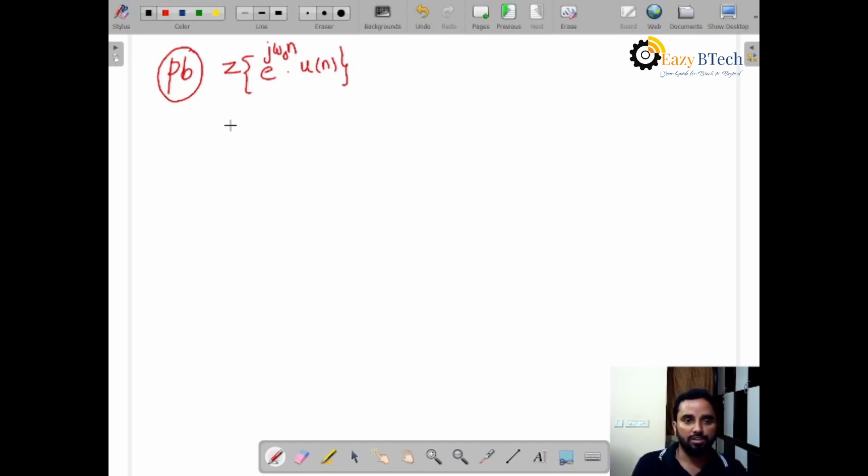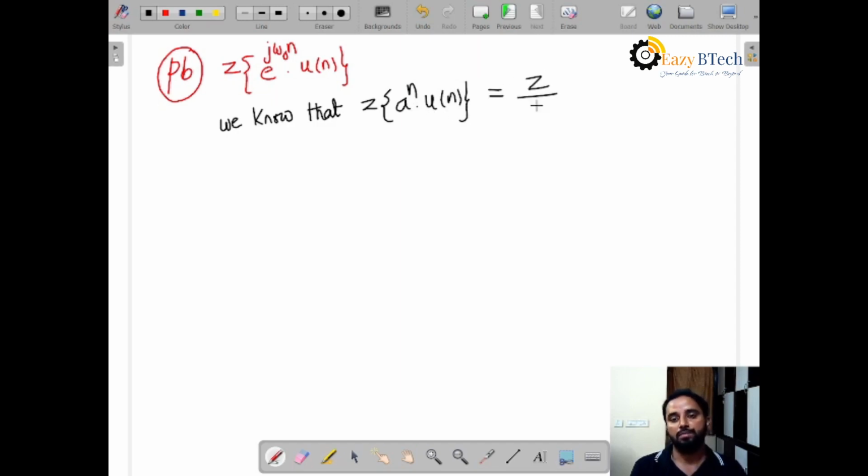We know that the Z-transform of a power n u of n, this we know already. So for this, the answer is z by z minus a, and ROC of this is magnitude of z is greater than magnitude of a.